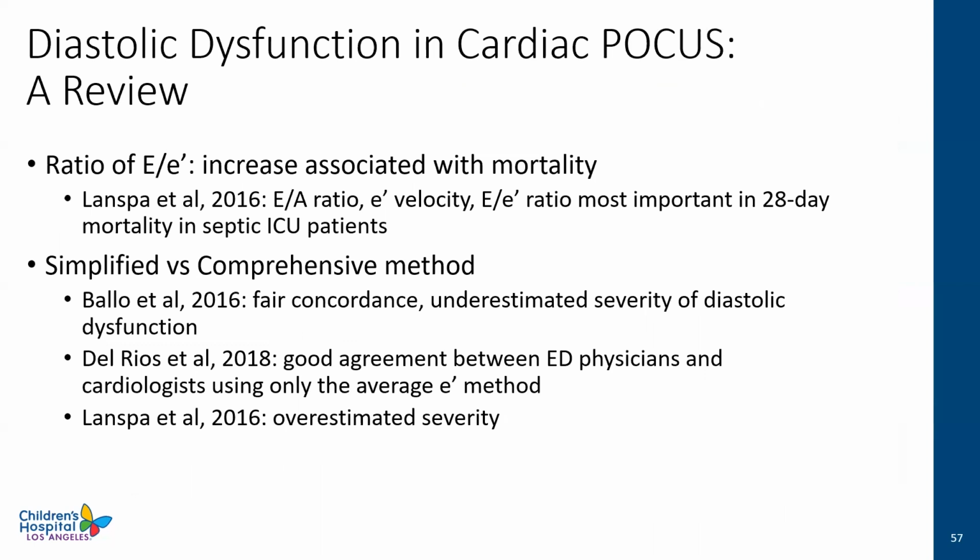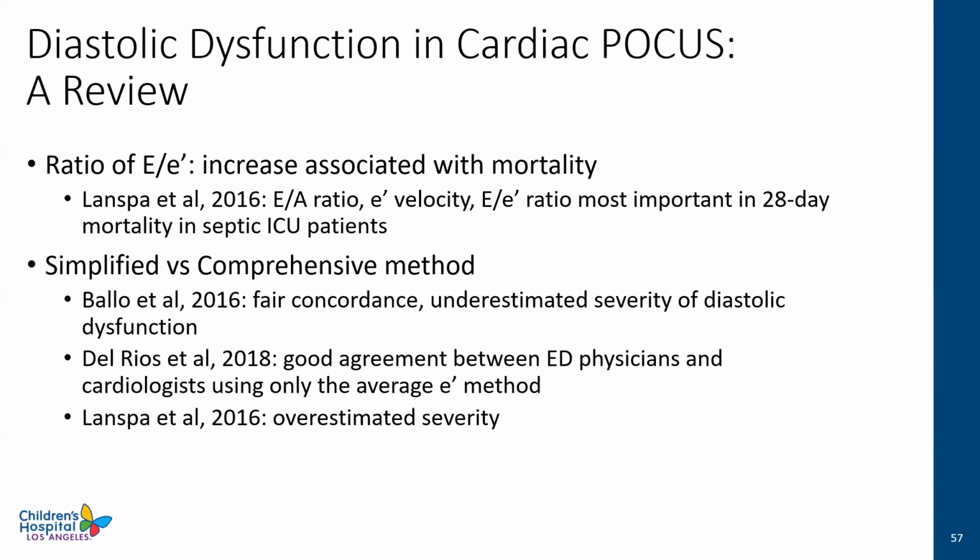And then just to review, diastolic dysfunction in cardiac POCUS and the literature, there have been many studies associating some of these parameters with an increase in mortality. One of them from 2016 showed that your E to A ratio, your E prime velocity, and your E to E prime ratio were most important in 28-day mortality in septic ICU patients. Again, this is in adults.